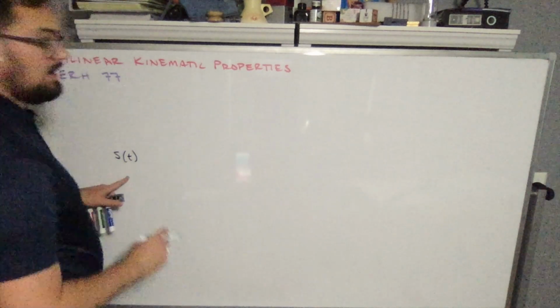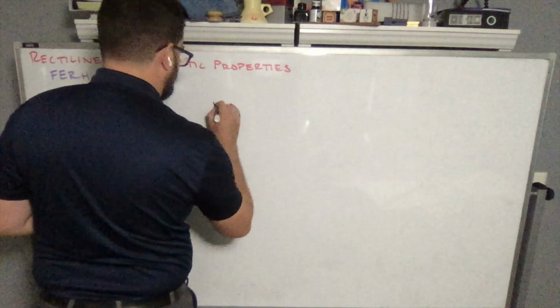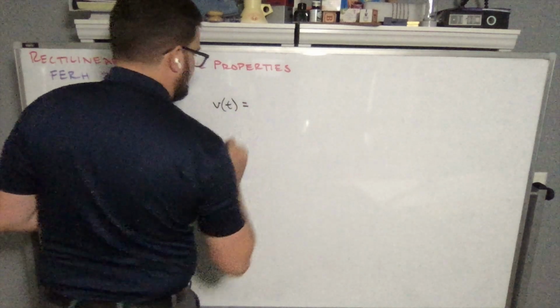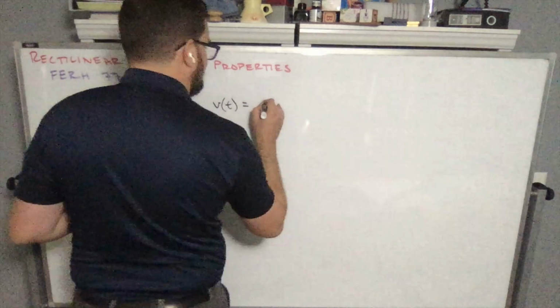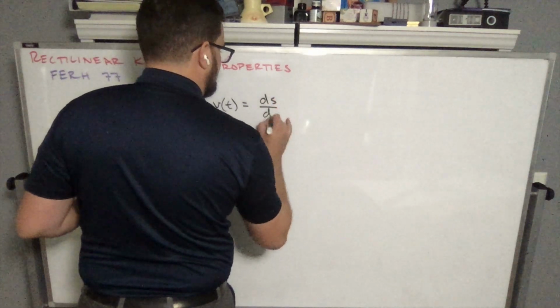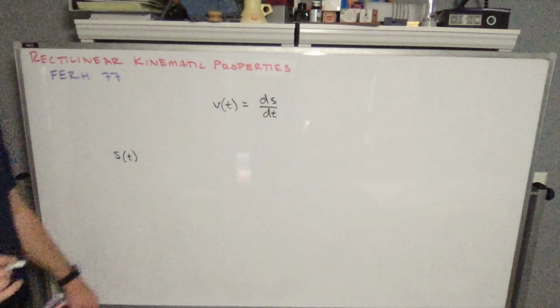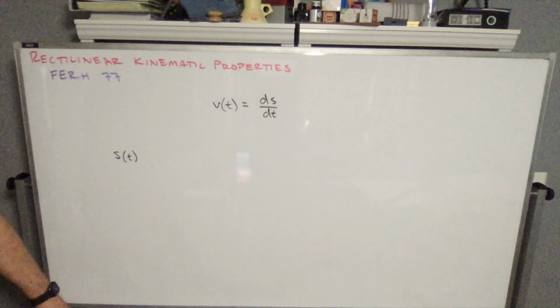Position as a function of time. And if I wanted to move up to velocity as a function of time, I would simply have to take the derivative of position with respect to time. Okay, that's the relationship we just stated.